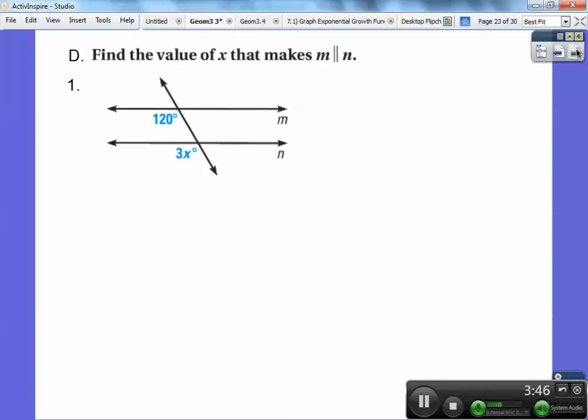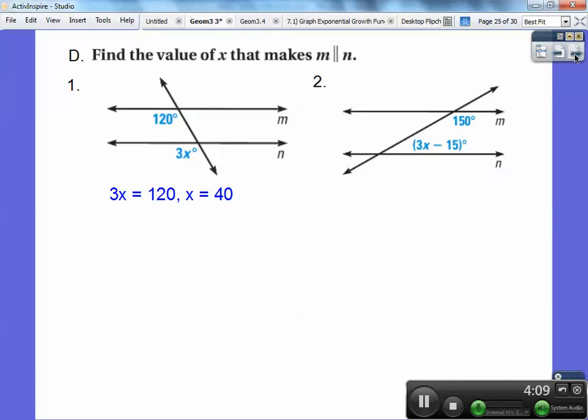Now find the value of x that makes the lines parallel. Remember from the last lesson, section 3.2, I told you a little trick. If they look like they're congruent, then they're congruent. If they don't look congruent, then they're supplementary. This is an obtuse angle, and this is an obtuse angle. They definitely are congruent. So you're going to say 3x equals 120, so x equals 40.